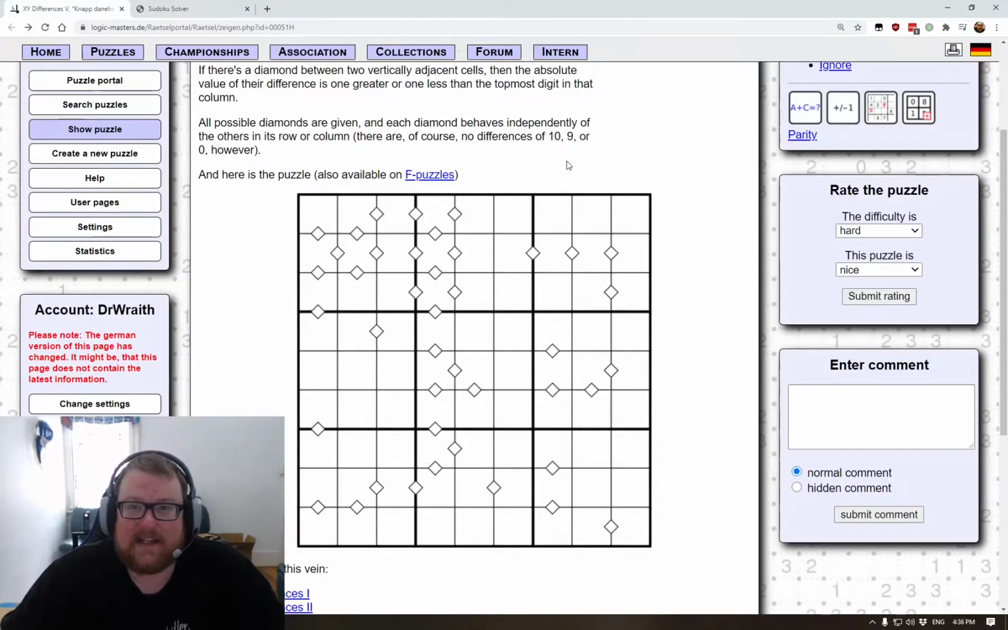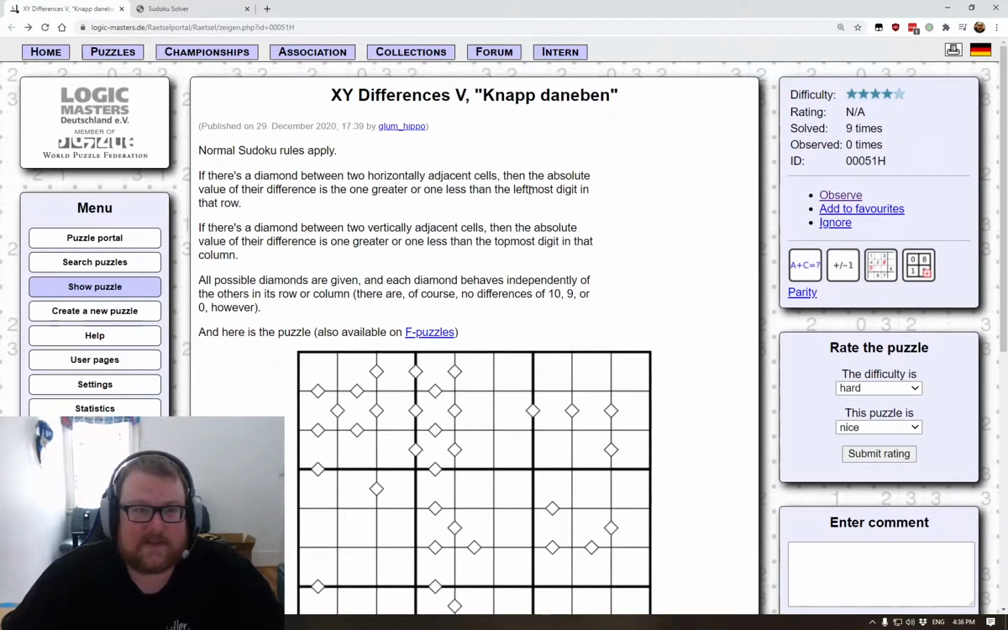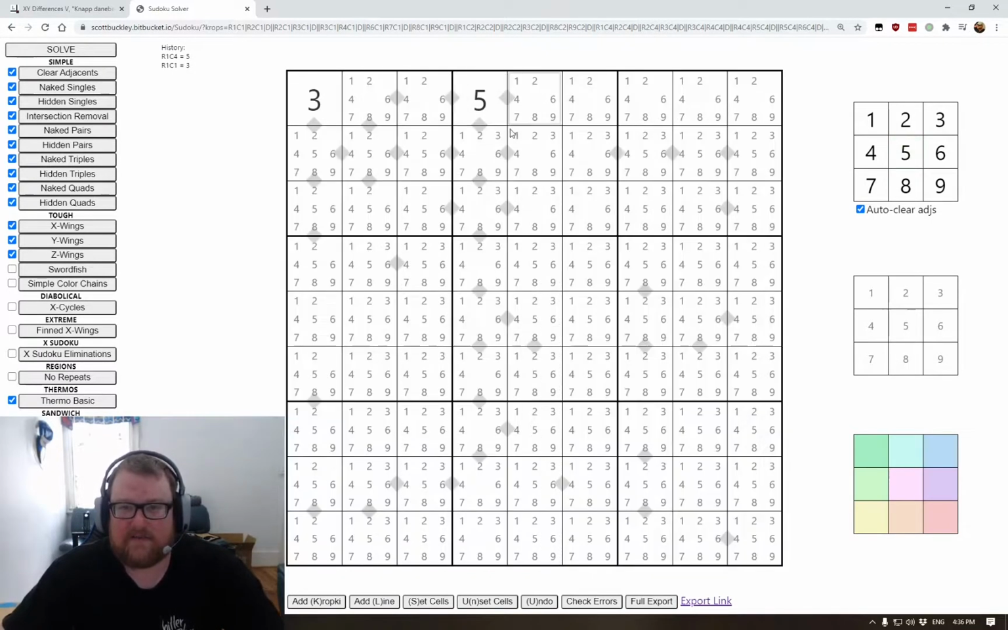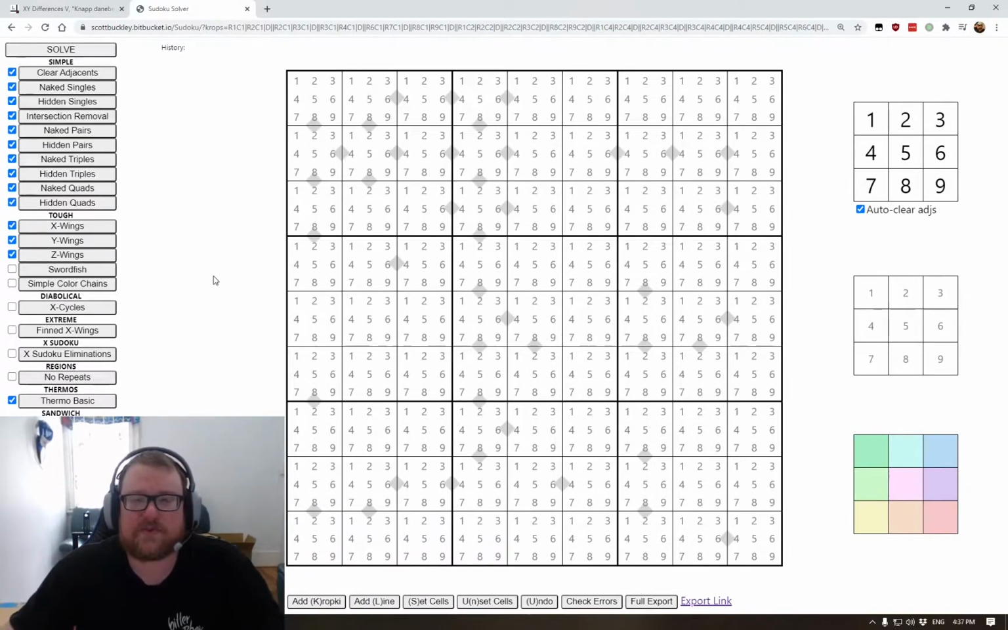This is a near miss XY differences puzzle, which means, for example, if the number 3 was here, then these are separated by 2 or 4. These are separated by 2 or 4, as are these and these and these and so on. If this was a 5, then these are separated by 6 or 4, 6 or 4, 6 or 4, and so on. So the rules might look like they're not giving us much information, especially with the near miss constraint, but there's actually some cool stuff we can do with it.